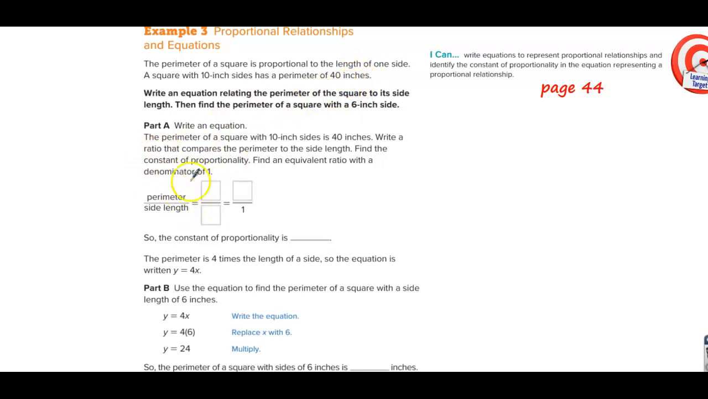Well, we've got it set up down here. The perimeter is 40 inches. The side length is 10. Now remember, to get a unit rate, we have to divide the top and bottom by the bottom number. What is 40 divided by 10? It's 4. So our constant of proportionality is 4. And the equation, they wrote it for you, y equals 4x.